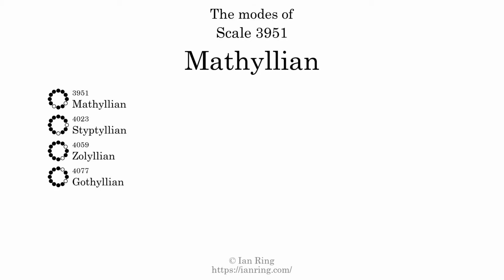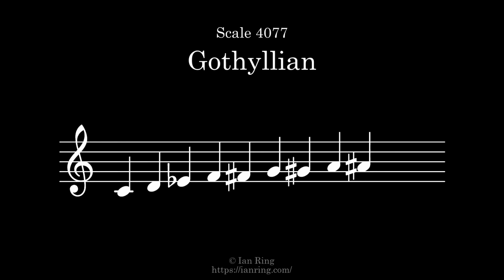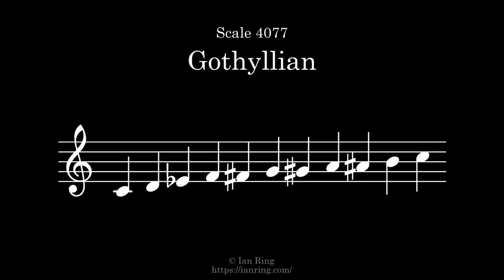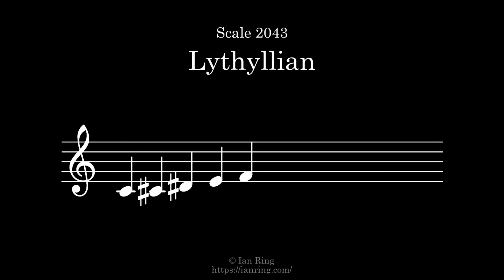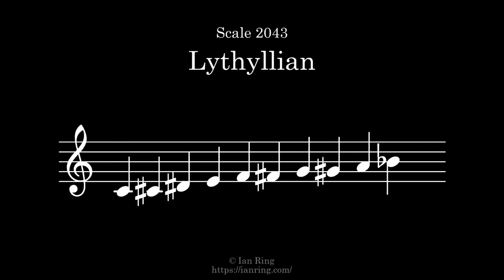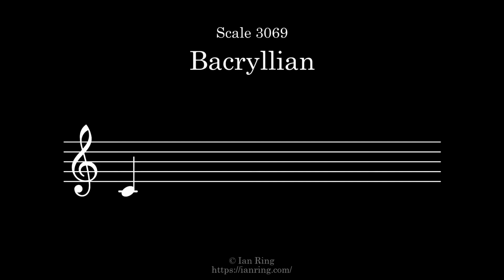The fourth mode is scale 4077, also known as Mathyllian. It sounds like this. The fifth mode is scale 2043, also known as Mathyllian. It sounds like this. The sixth mode is scale 3069, also known as Becquerelian. It sounds like this.